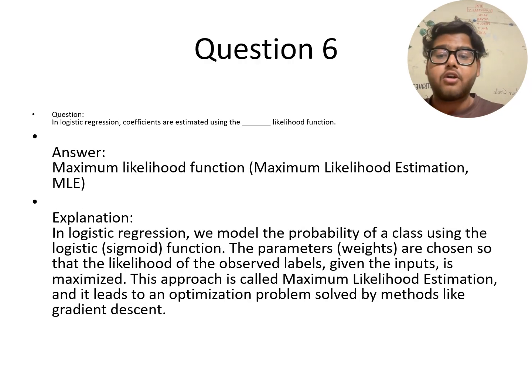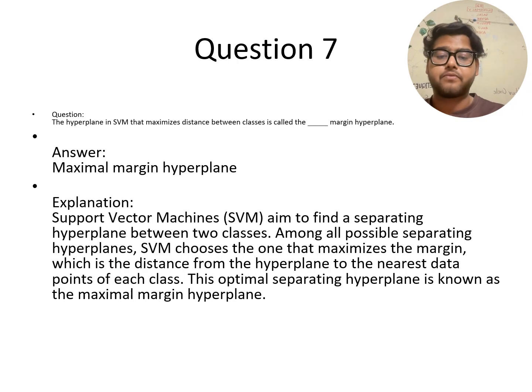Sixth question. In logistic regression, coefficients are estimated using the dash likelihood function. So it's the maximum likelihood function. In logistic regression, we model the probability of a class using the logistic function.